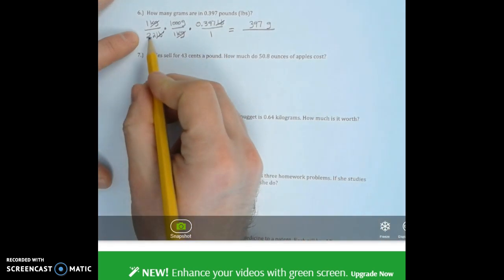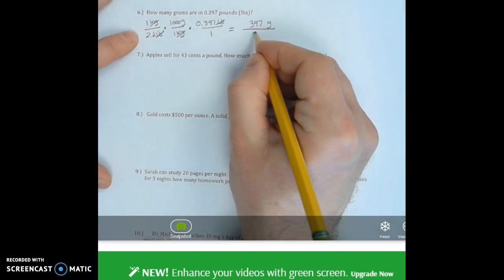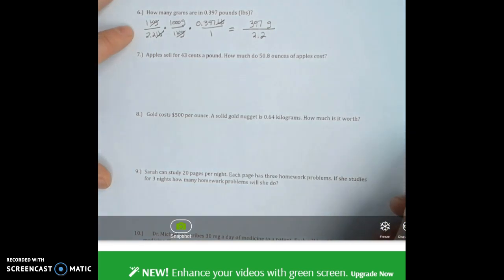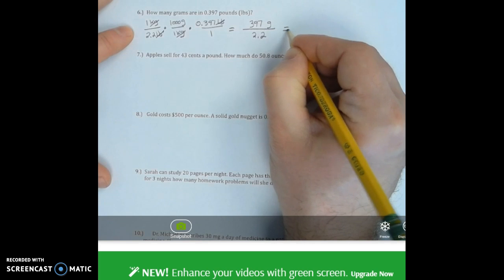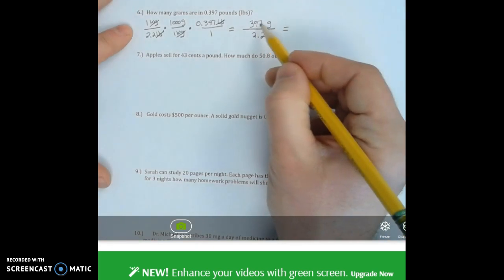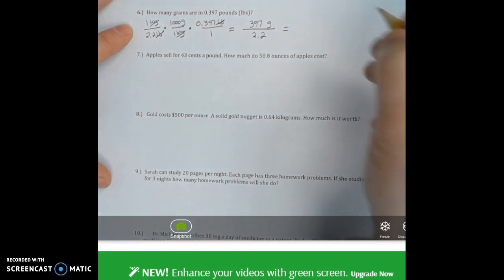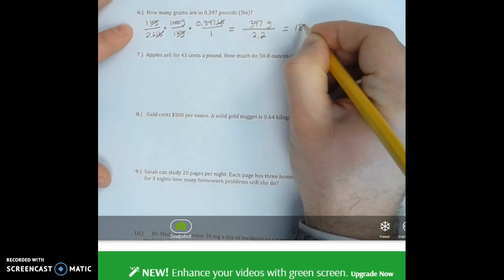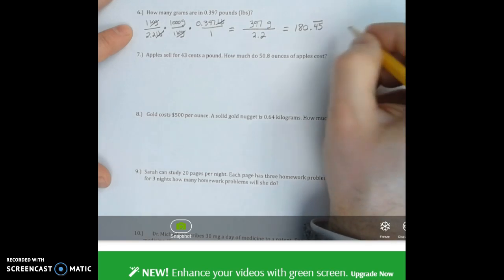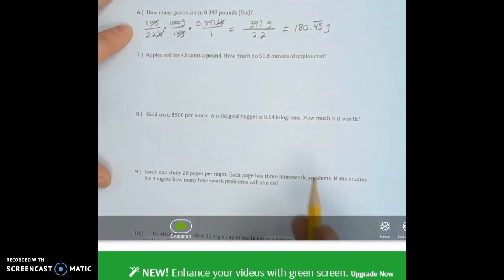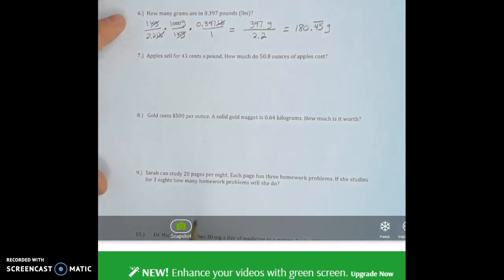And in the denominator, I have 2 2/10 times 1 times 1, which is 2 2/10. And now in order to answer the question, all I have to do is this division. If we were to punch that into our calculator, 397 divided by 2 2/10, we're going to end up with a repeating decimal here, 180 and 45/100ths repeated. And again, that was our number of grams in 397 thousandths pounds.